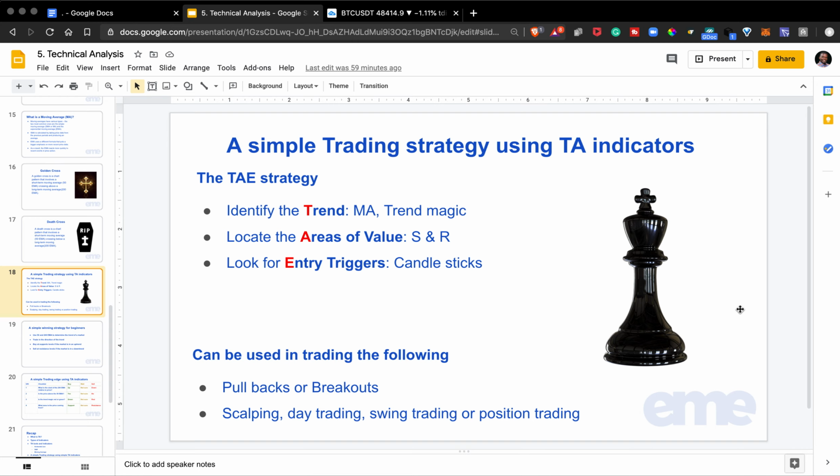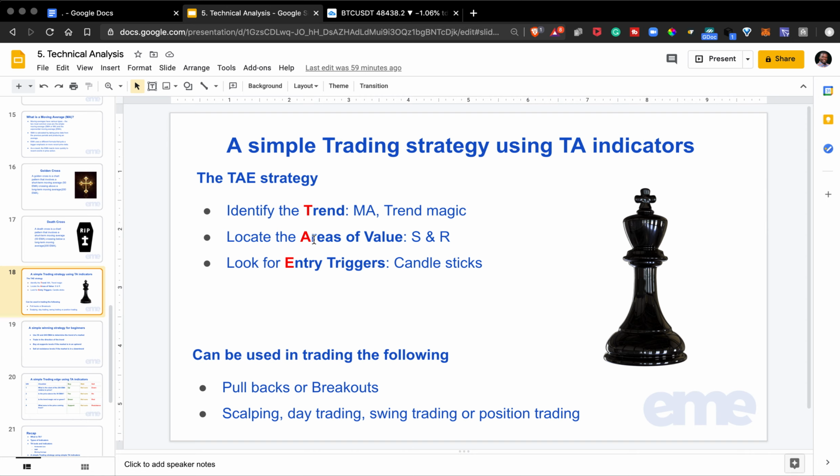The T strategy has three parts. Whenever you get into the market, the first thing you want to do is to identify the trend, T. And we learned that the tool you can use to identify the trend is your moving average, your MA. And that tool is trend magic. I'm going to introduce you to this tool later on.